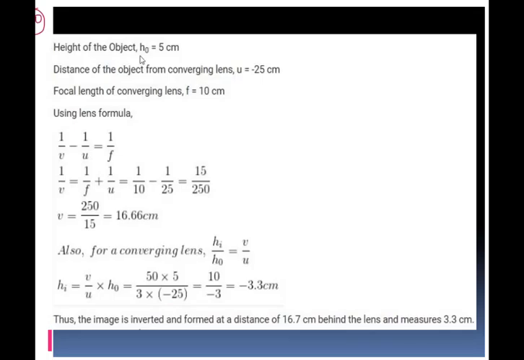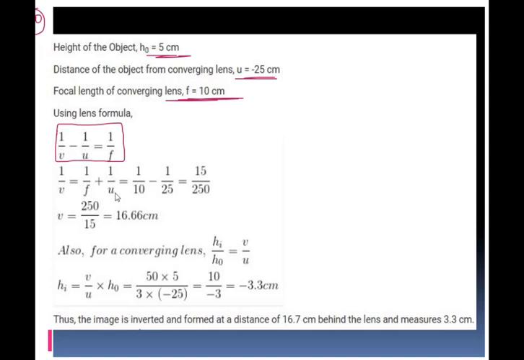As you can see, the height of the object is 5 centimeter. Distance of the object from the converging lens, u, is minus 25, as it is on the left hand side. Focal length of the converging lens is plus 10. Using the lens formula, what is the lens formula? 1 divided by v minus 1 divided by u equals 1 divided by f. So we need to find out v. So 1 by v equals 1 by f plus 1 by u.